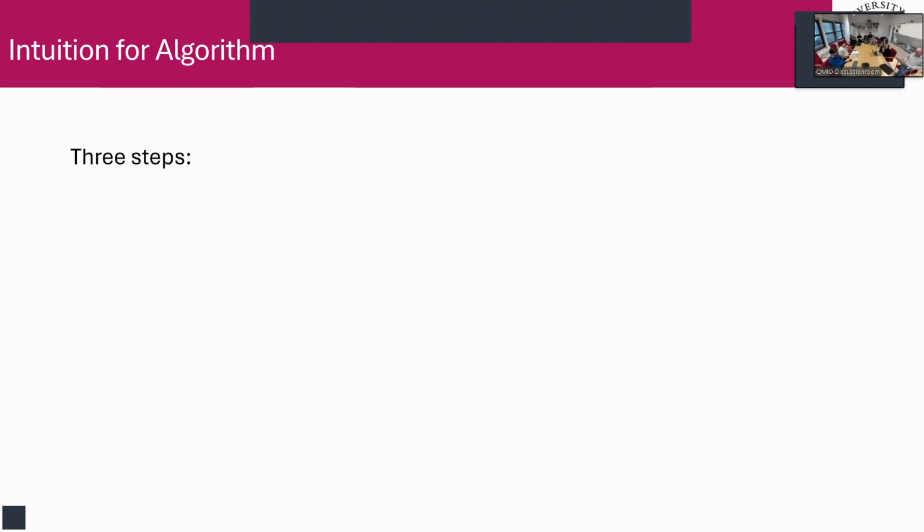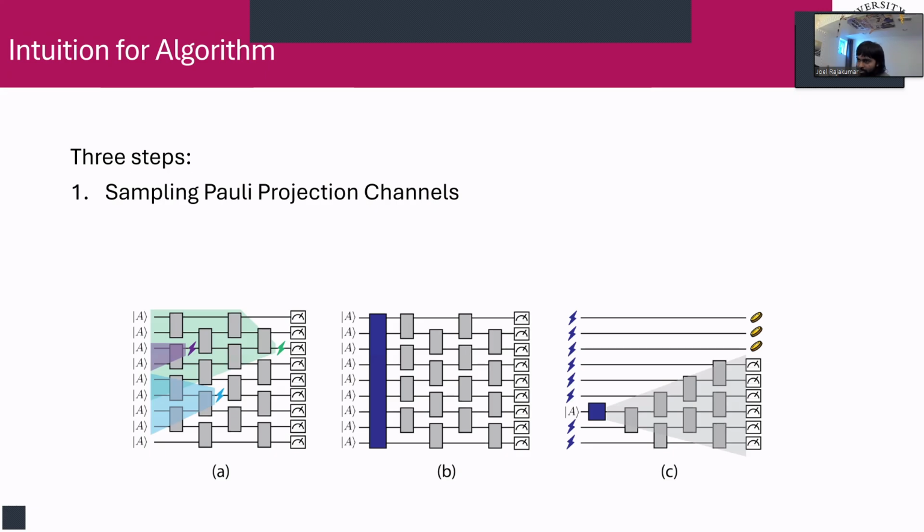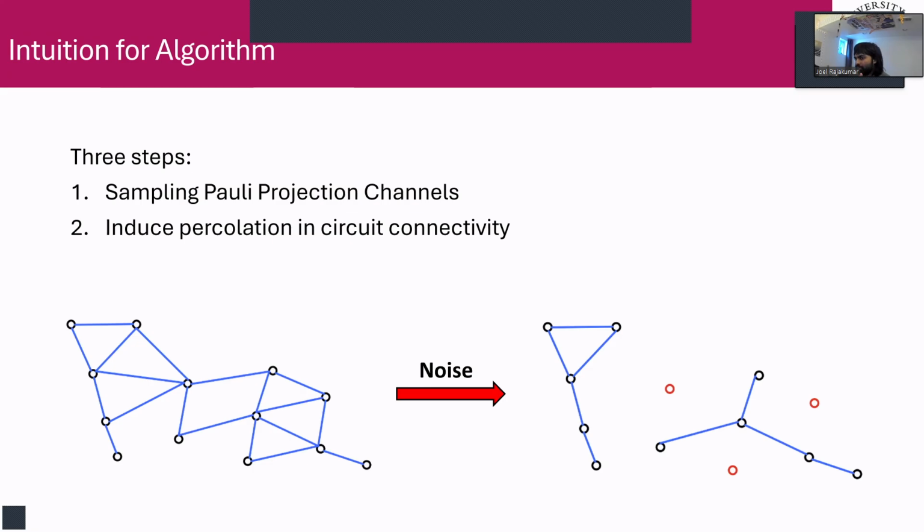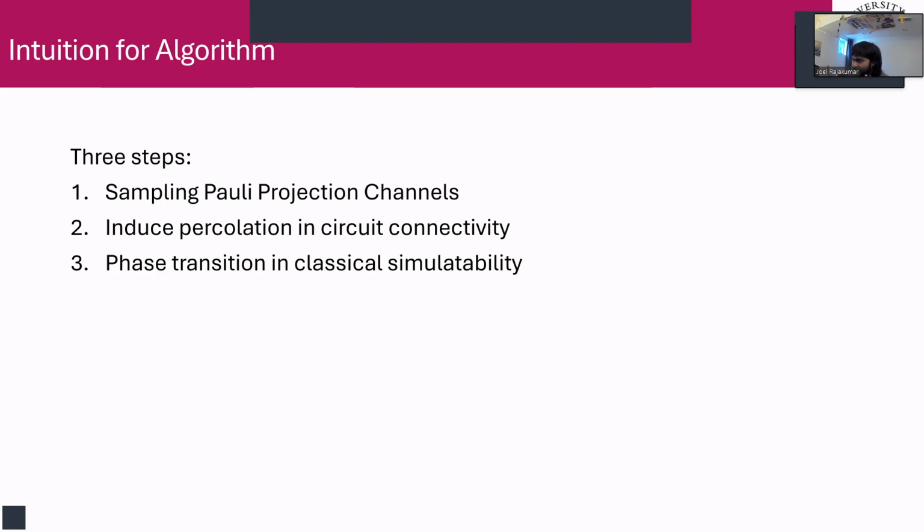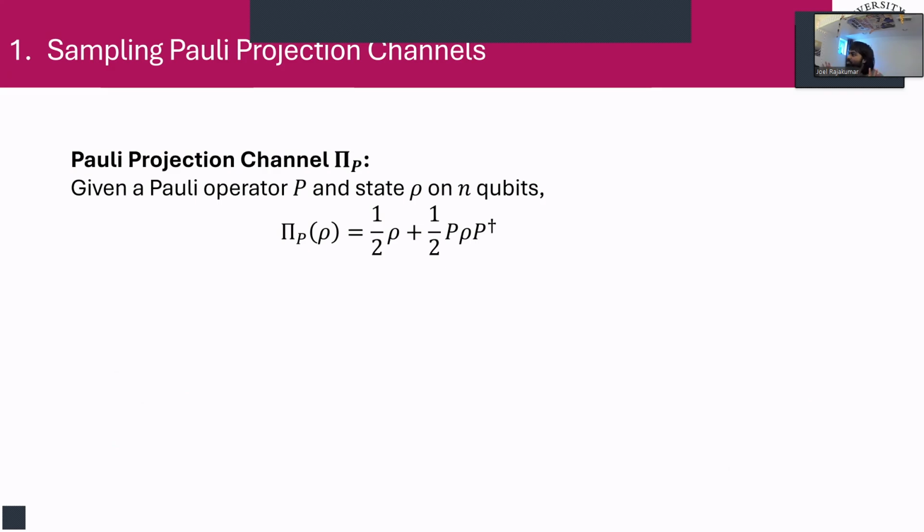So the algorithm goes in three steps. These are just the titles of the steps; I'm going to explain them a little more in a sec. First, we sample Pauli projection channels. Then we induce percolation in the circuit connectivity. Finally, we'll see a phase transition for classical simulatability. So the first step is sampling Pauli projection channels.